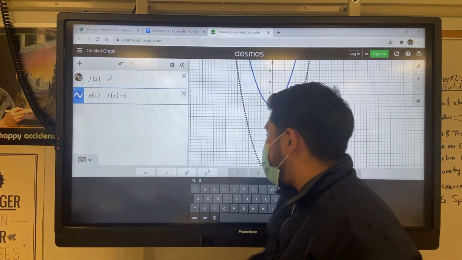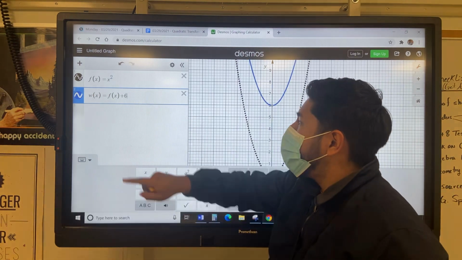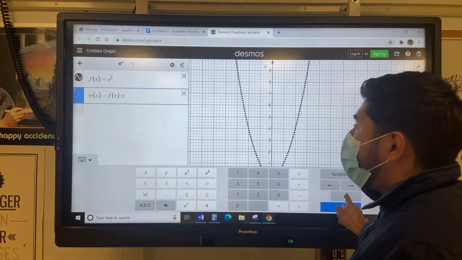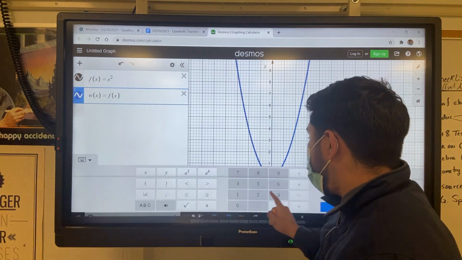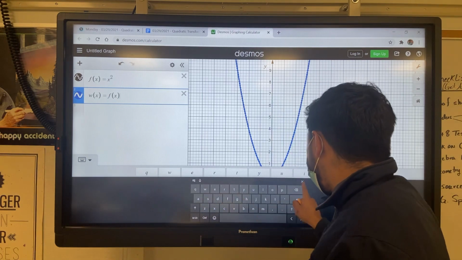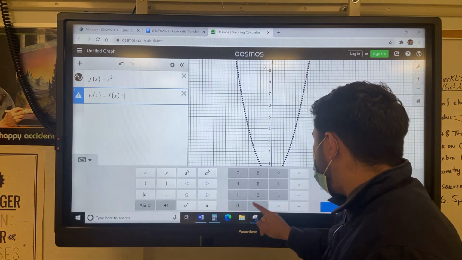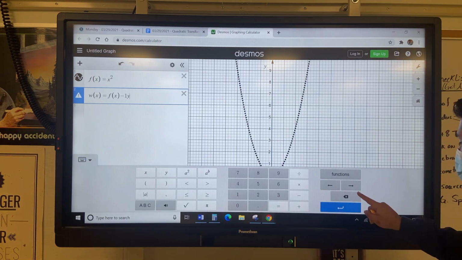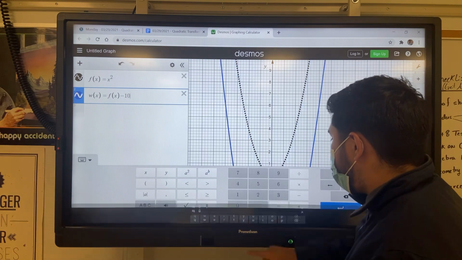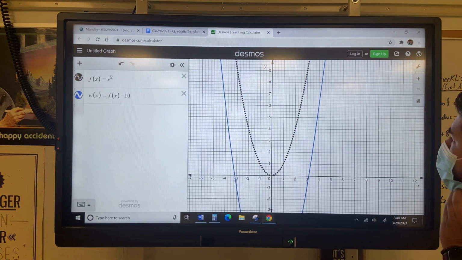Just change a couple vocabulary words. Don't worry, I have trouble with this stuff too, ladies and gentlemen. Minus 10. Let's see. Okay, so I can see the blue line or purple line. I'm colorblind, so I'm not sure.